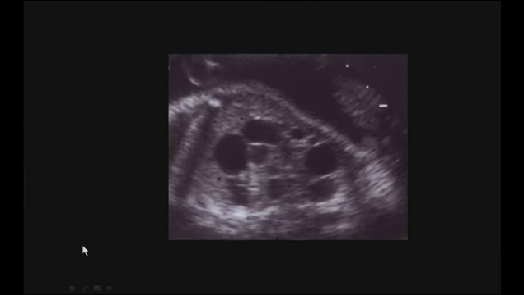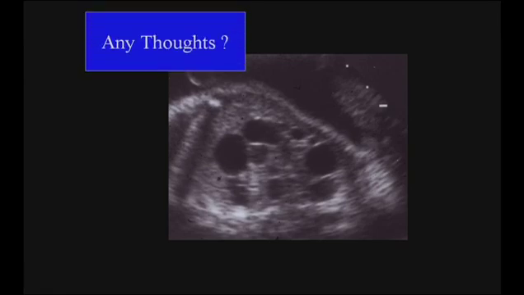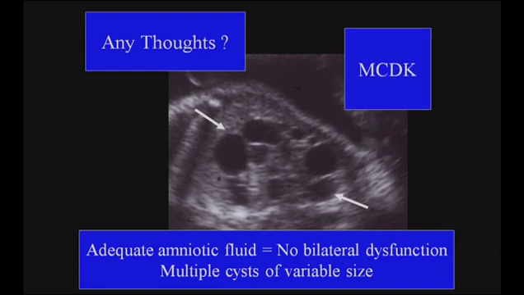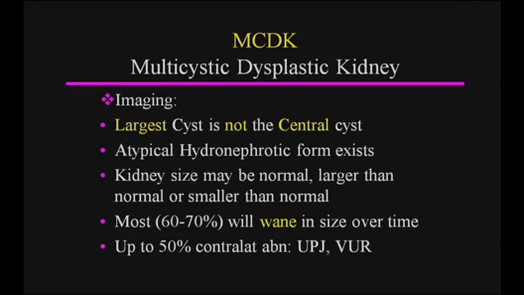This is an example of multicystic dysplastic kidney in which the largest cyst is not the central cyst as one would see in hydronephrosis, but rather there are multiple cysts of variable sizes. The kidneys can be larger than normal, smaller than normal, or normal. There's usually adequate amniotic fluid because this is usually a unilateral disease. It can be bilateral, but that is not compatible with life.